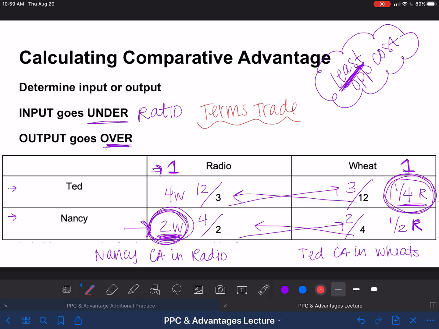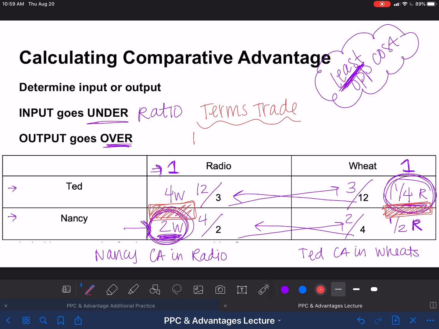Now Nancy, when she makes 1 radio, she's losing 2 wheats. So does it make sense for Nancy to trade 1 wheat for a radio? No, it doesn't make any sense. If she's going to make radios, she wants in return at least 2 wheats because that's what her cost is. So to figure out terms of trade, we just look in between the opportunity costs. And we just find a number in the middle of the opportunity costs to figure out the terms of trade.